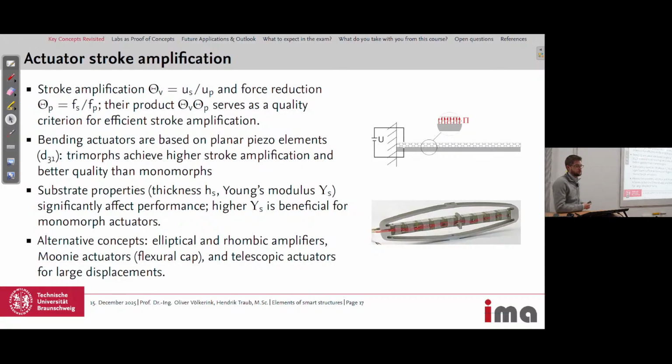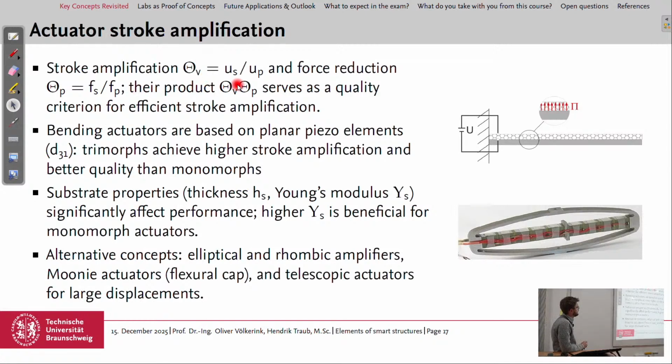Then we moved on to actuator stroke amplification, defined a stroke amplification factor, which is the free displacement of the system which amplifies the stroke, divided by the free displacement of the piezo monolith. And also the force reduction factor, where we had a look at the blocking force the system is able to achieve compared to the blocking force of the pure piezo monolith. And the product of both serves us as a quality criterion for the efficiency of the stroke amplification.